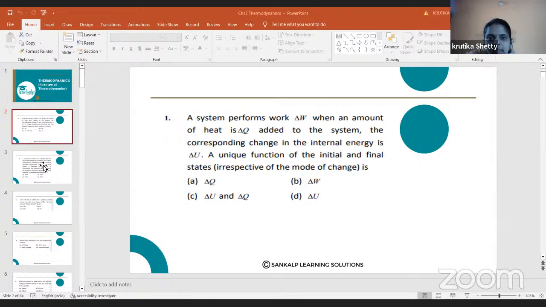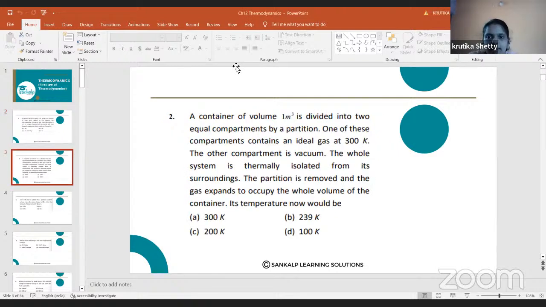Then the next question is: a container of volume 1 meter cube is divided into two equal compartments by a partition. So you have a container of volume 1 meter cube. It is divided into two equal compartments by a partition. One of these compartments contains an ideal gas at a temperature of 300 Kelvin. The other compartment is vacuum.